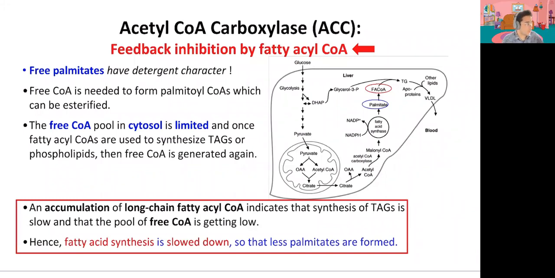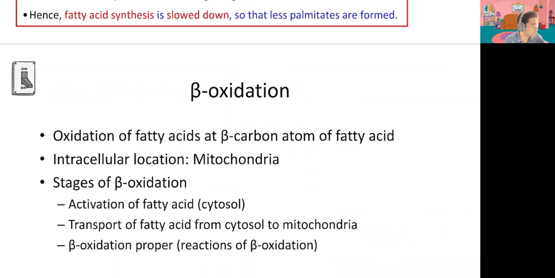Acetyl-CoA carboxylase, we talked about this. It's feedback inhibited by fatty acyl-CoA. If there's too much of it, it's going to tell the systems down below, stop it, you don't need any more. So the accumulation of long-chain fatty acids that synthesize TAGs is slow and the pool of free CoA gets low, and that can deplete your pathway from going any further.